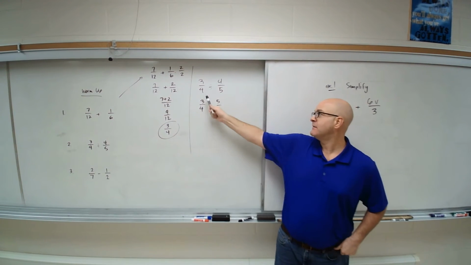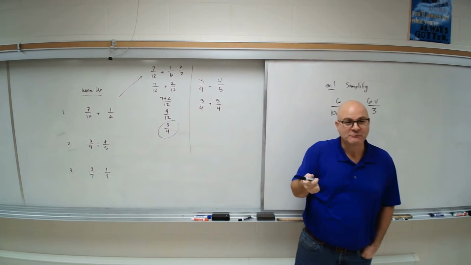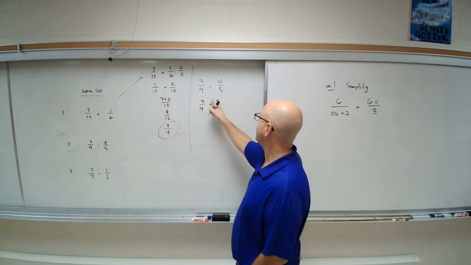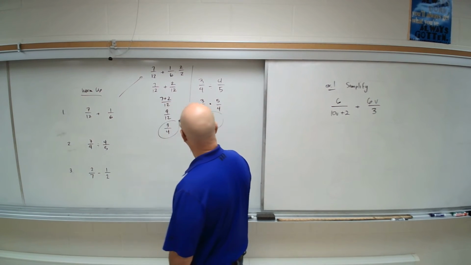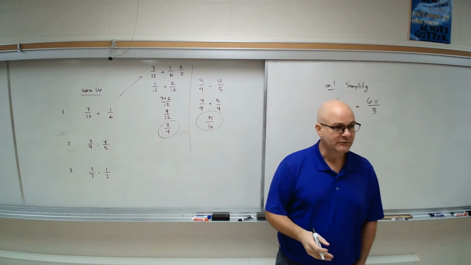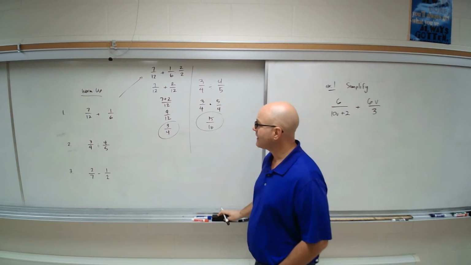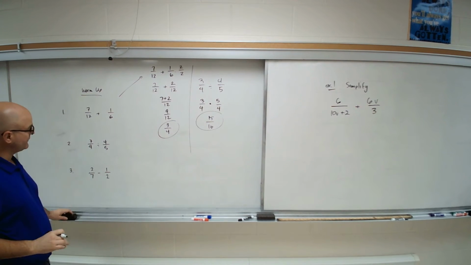Right? So copy, change, flip is I think how people usually say that, but you're multiplying by the reciprocal. So you flip it. So we do this, and we get 15 over 16. Doesn't reduce, so we're all done. Okay, last up here, we have 2/7 minus 1/2.